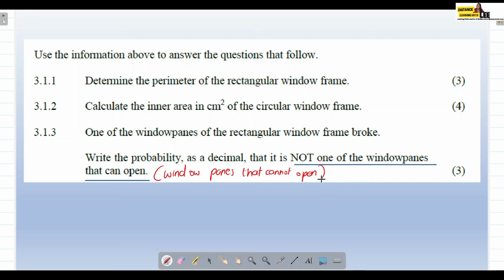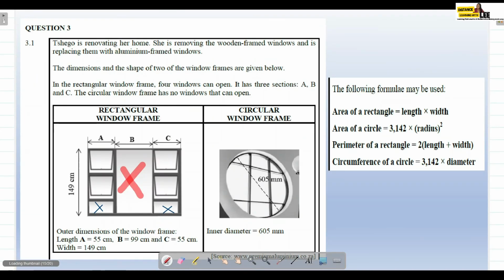So if they say not one of the window panes that can open, that means that you're focusing on the window panes that cannot open. So that is your favorable outcome. And the window panes that cannot open, like I showed you here, it's just 3 windows out of the 7. Or you can basically look at your complementary rule.